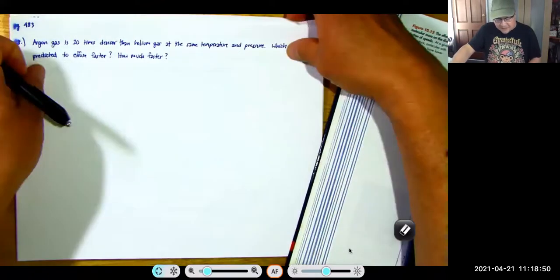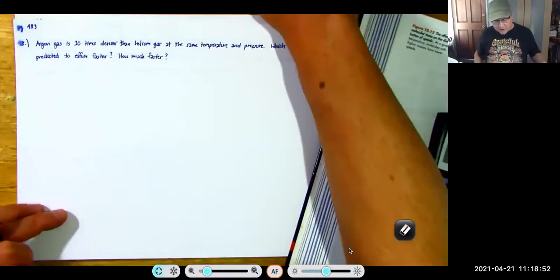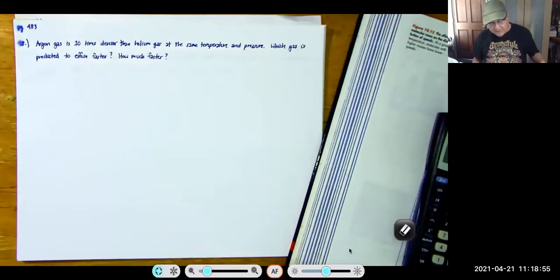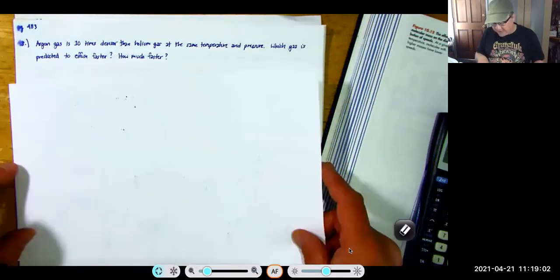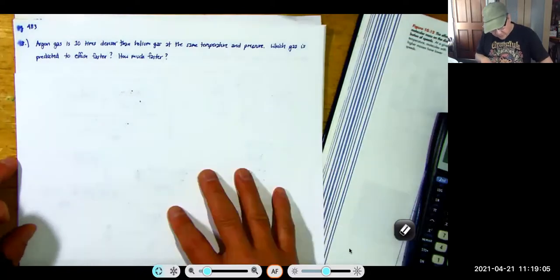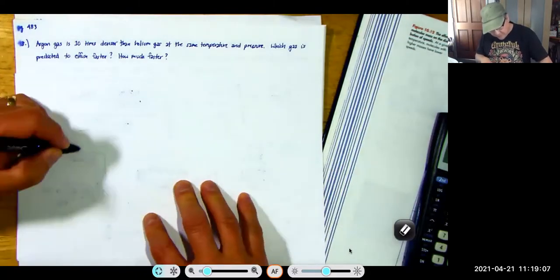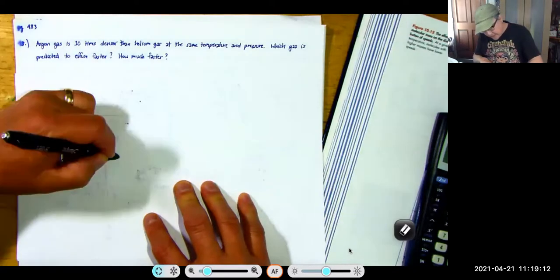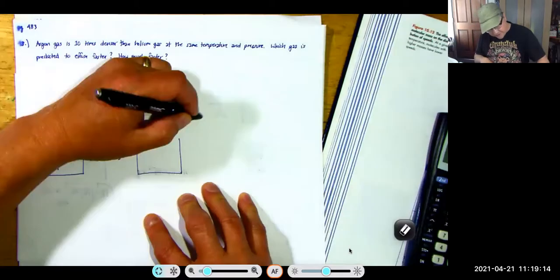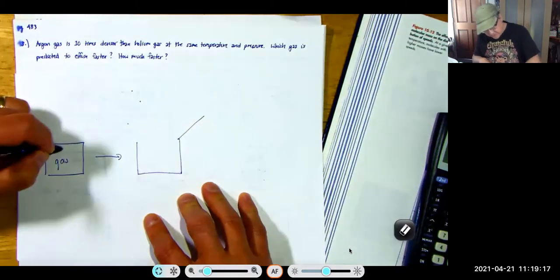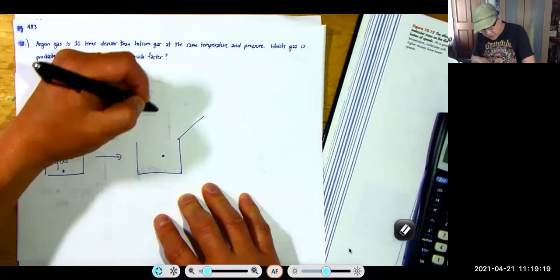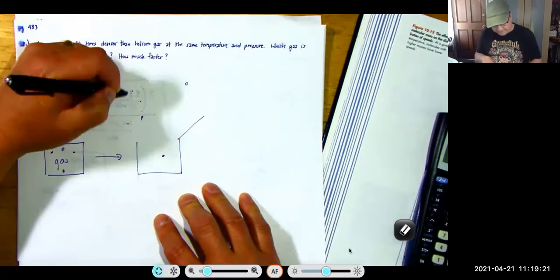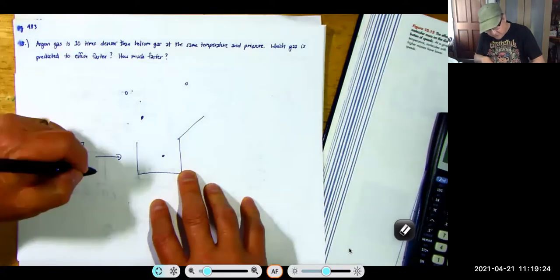Now, argon gas is 10 times denser than helium gas at the same temp and pressure. Which gas is predicted to effuse faster? So here we need to understand what effusion is and what diffusion is. If you have a gas in a box and you open up that box, so here's my gas particles. Naturally, the gas particles will start spreading out, right? Yeah. This is called diffusion.